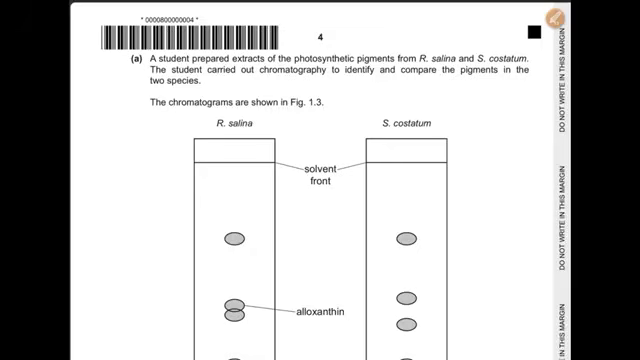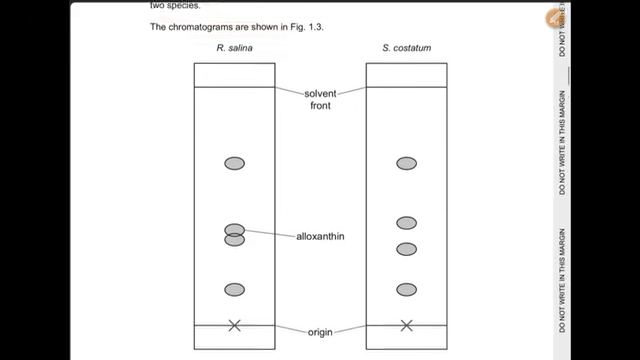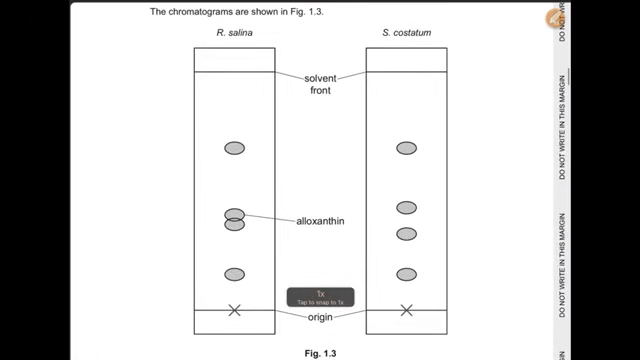A student prepared extracts of the photosynthetic pigments from R. salina and S. costatum. So from the two species, the student extracted the photosynthetic pigments, and then he carried out chromatography to identify and compare the pigments in the two species. These are shown in the figure below. Okay, so we have two chromatograms with pigments extracted from both species.